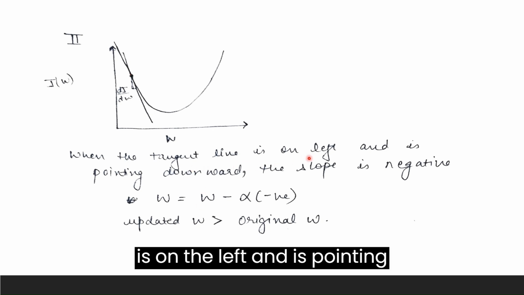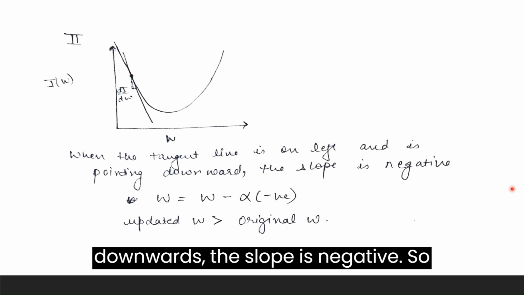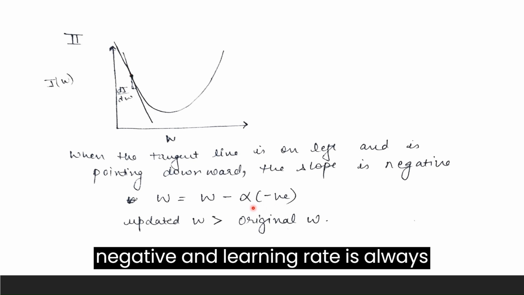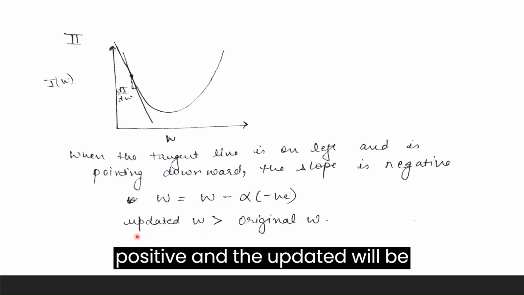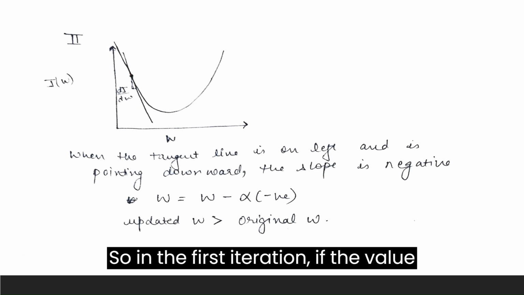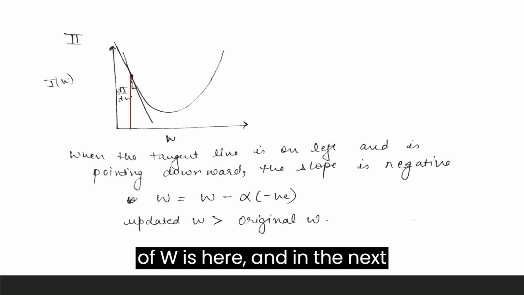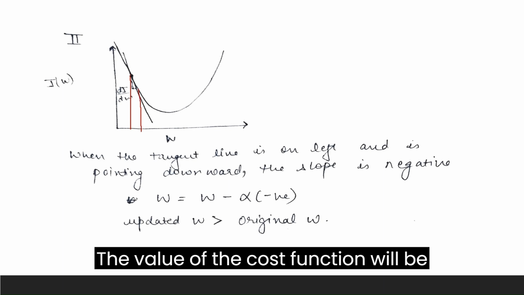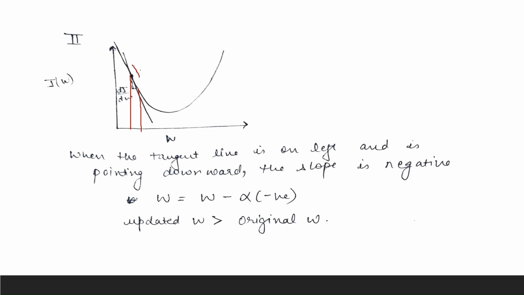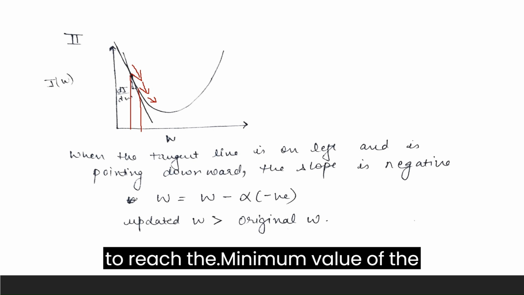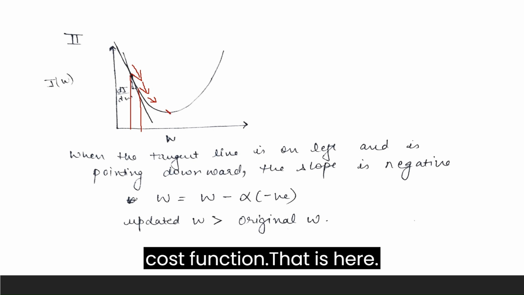Now, if the tangent line is on the left and is pointing downwards, the slope is negative. So the direction of the slope is negative, the derivative is negative, and the learning rate is always positive. So negative into negative is positive and the updated w will be greater than the original w. So in the first iteration, if the value of w is here, in the next iteration, the value of w will increase. So the value of the cost function will be here, and we have to go downwards in order to reach the minimum value of the cost function, that is here.